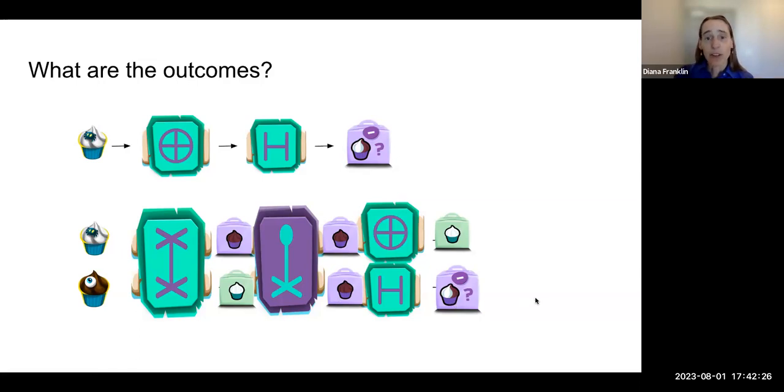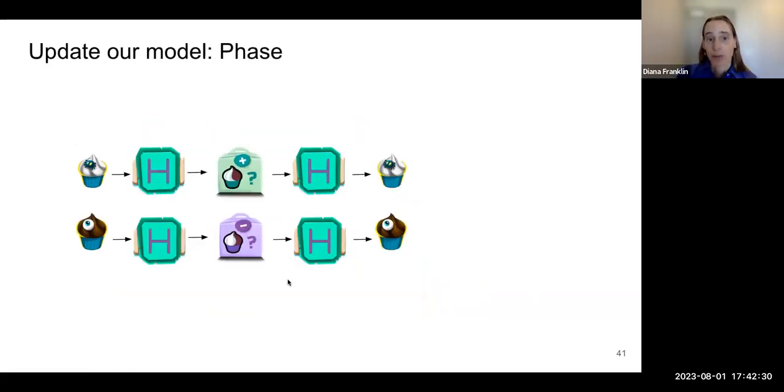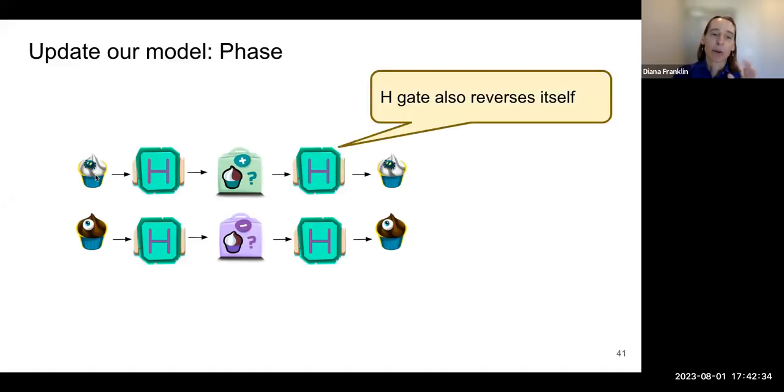All right, so now let's look at why I had different boxes. It seems like these boxes should be identical. But here's the crazy thing. If I start with a vanilla cupcake and I put it through an H gate, and then I put it through another H gate, it goes back to vanilla. 100% chance of being vanilla. And if I take the chocolate one and I go through the H gate and then go through another H gate, 100% chance of being chocolate. So these two states cannot be the same.